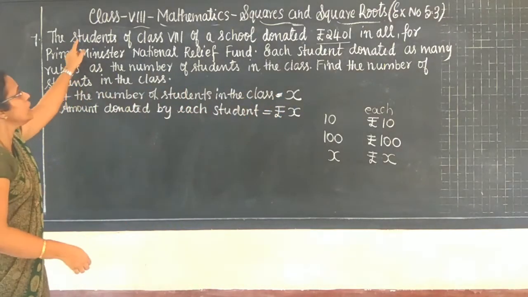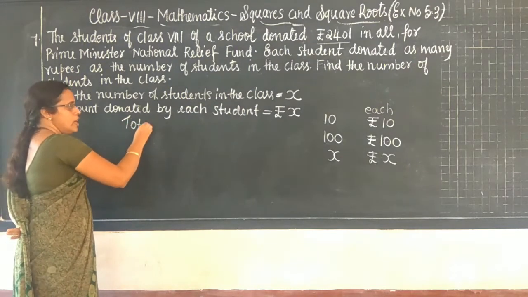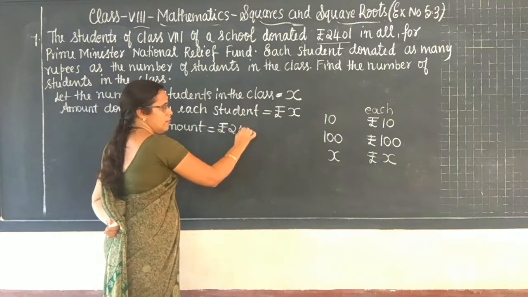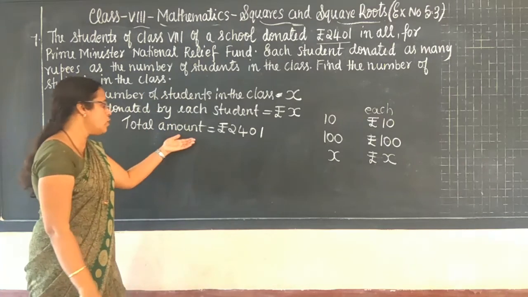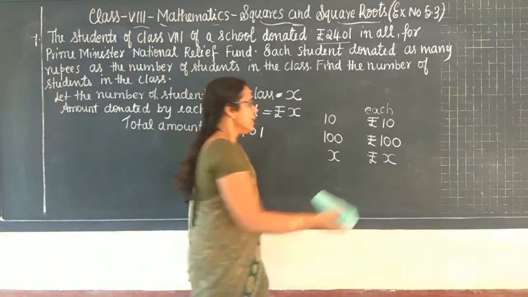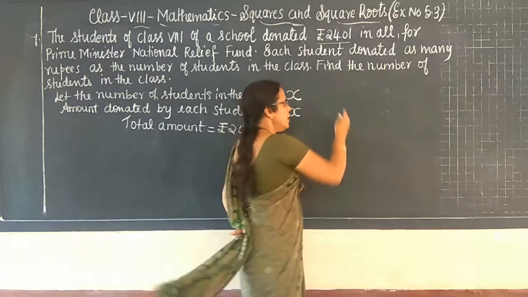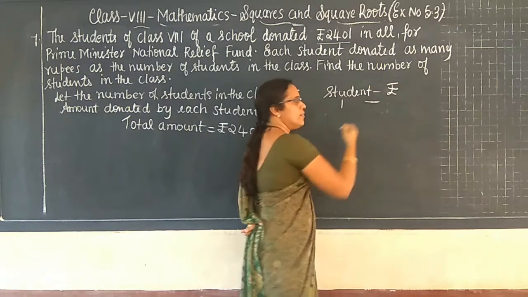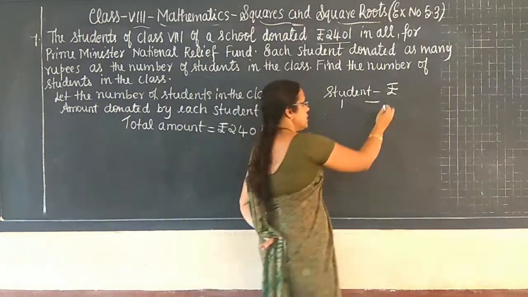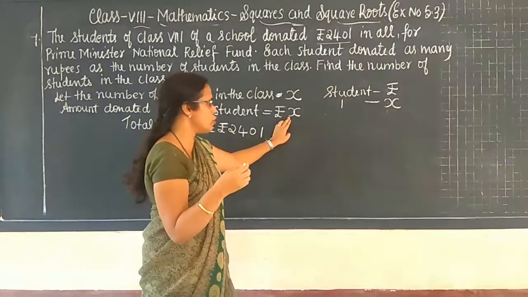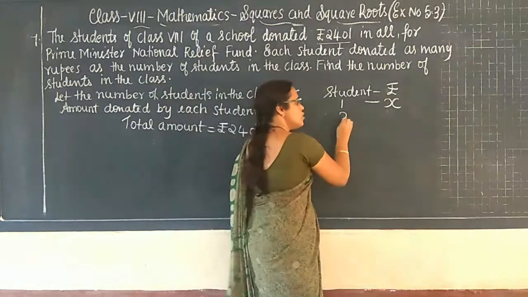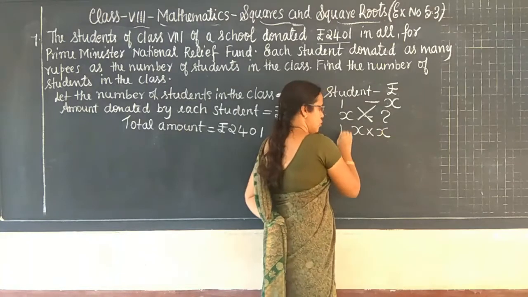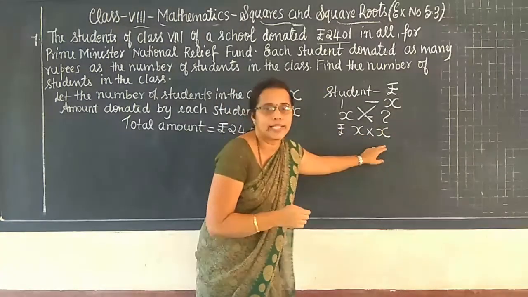So now, the total amount, how much have they given? The total amount given by them is rupees 2,401. Total amount in the sense, what is that, you know? Here see, everyone. Each student will give X rupees. Means how many students are there in the class? X students will give how much rupees? X into X rupees. So the total amount of rupees is X into X. Can you make out, children?